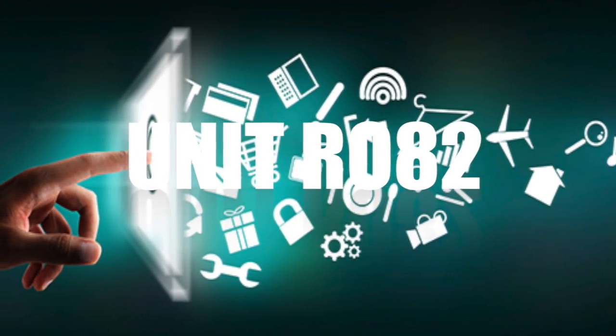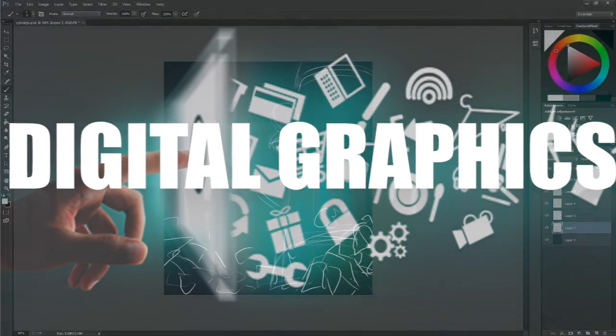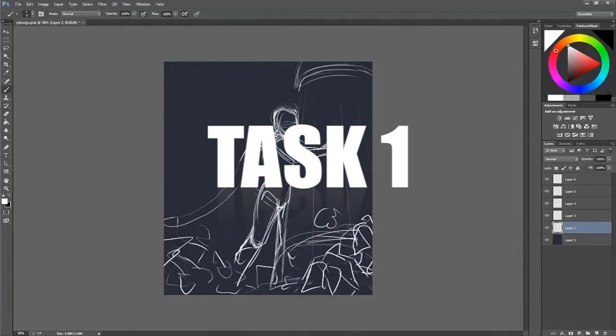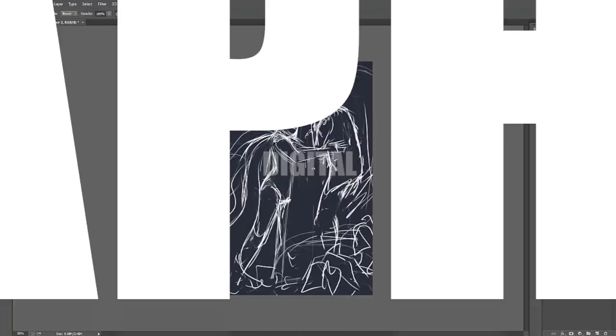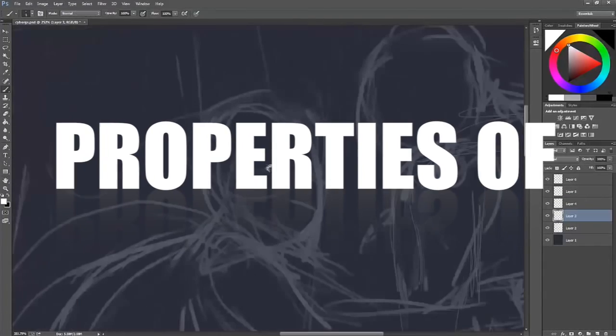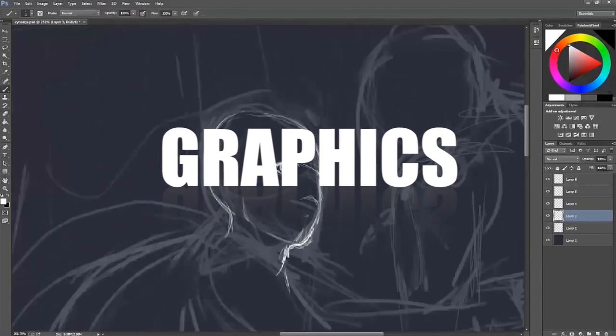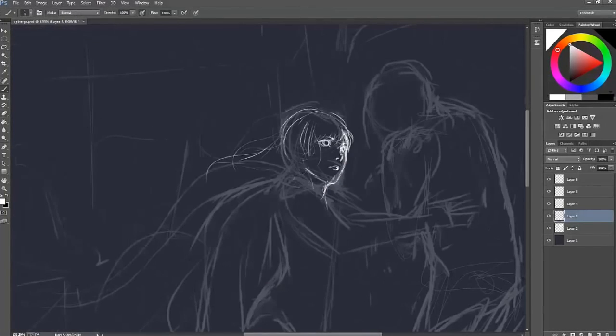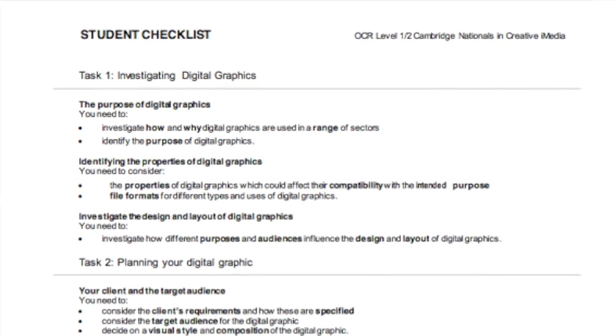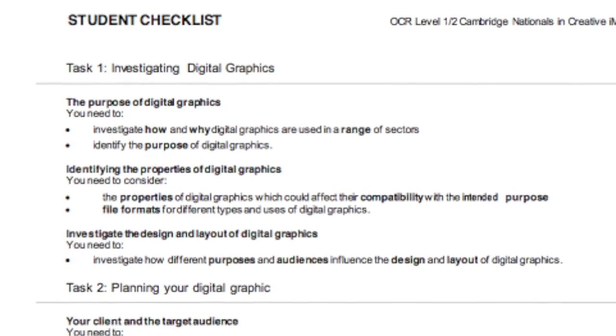Unit RO82, Digital Graphics, Task 1. The first part of your task is to identify the purpose of digital graphics and then identify the properties of digital graphics. The first thing you should realize is that a digital graphic is no different in purpose than an analog or manually produced graphic.